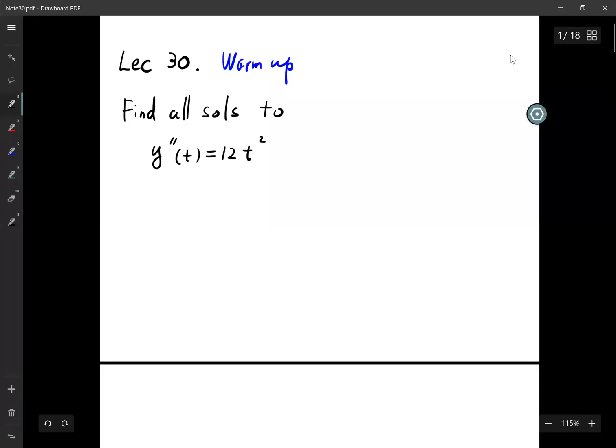Okay, so let's start. Now we're officially into the second half, which is solving differential equations. Let's just warm ourselves up and change gears and talk about finding all solutions to the following problem: y double prime t equals 12t squared.